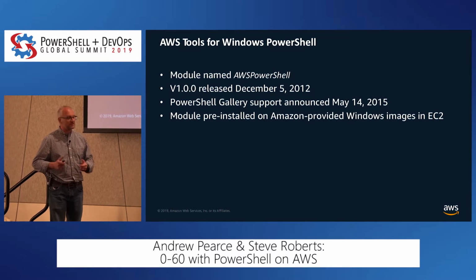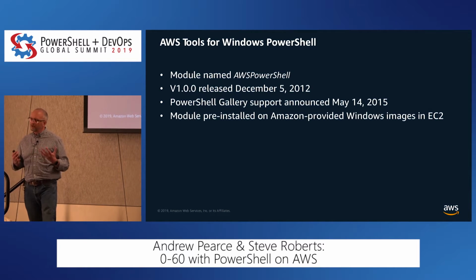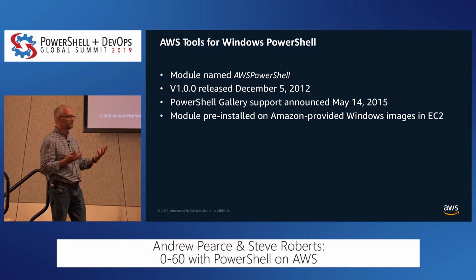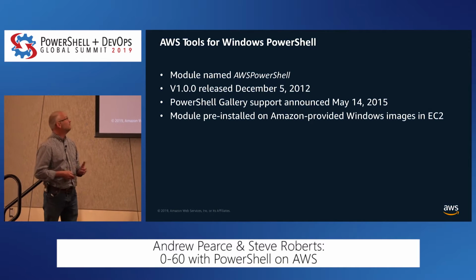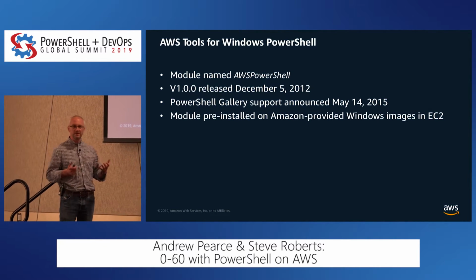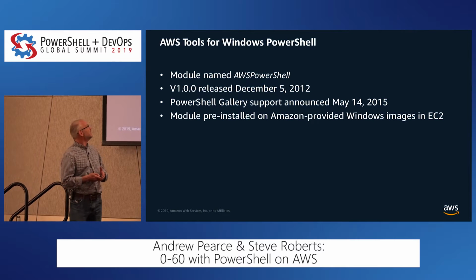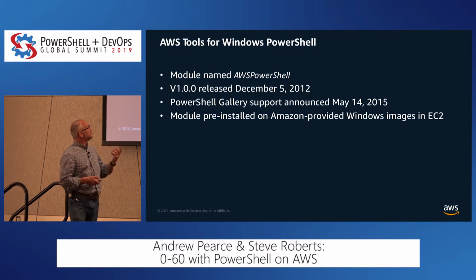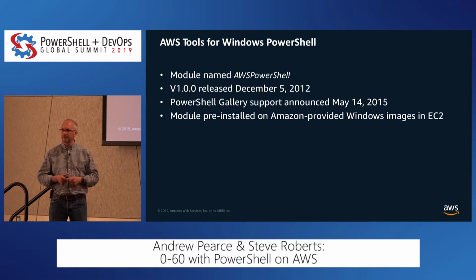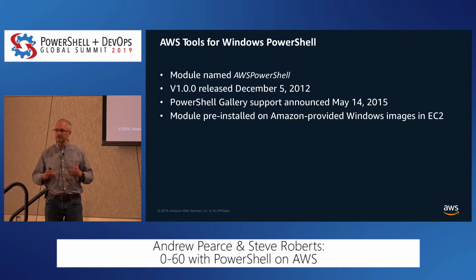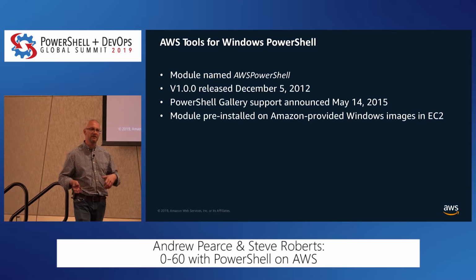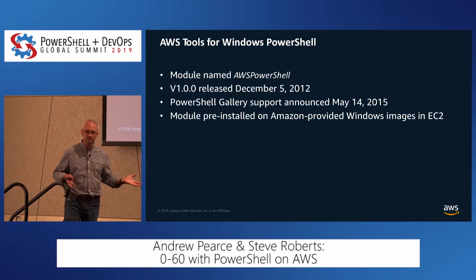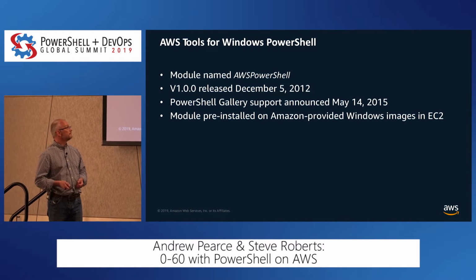So, AWS Tools for PowerShell. This is what most people think of, I think, when we talk about PowerShell at AWS. We released the first module for this back in 2012, and we announced gallery support on May 14th, 2015. So we've been keeping up with trends in the PowerShell community, supporting the gallery, etc. It's also pre-installed on all Amazon EC2 Windows images, so you can take a script that you develop on your local workstation, deploy it to an EC2 instance, and just start running. It makes it super easy.